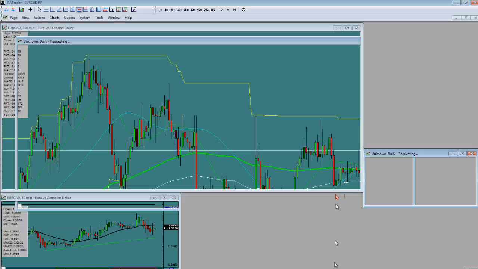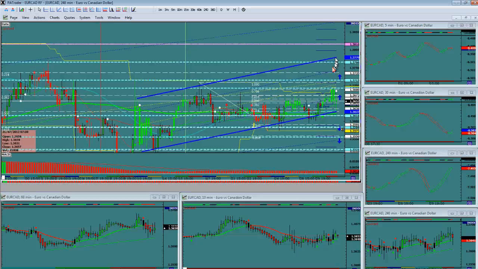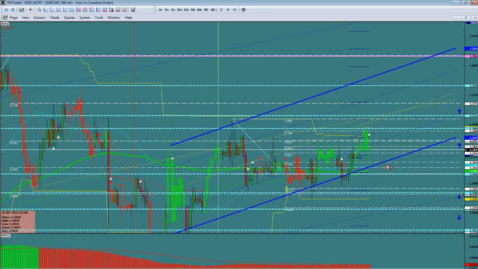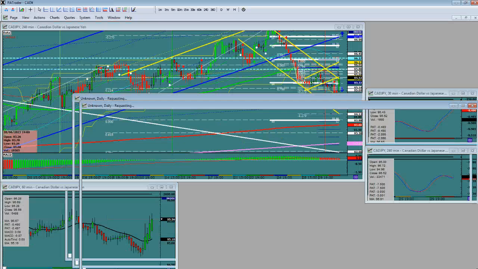Next one, EuroCAD. We're waiting for a bounce. The EuroCAD is just not moving, folks. As you can see, I'd stay out of the EuroCAD, even though we know where the targets are up here. Stay out of it because you see it's whipsawing. Just pass on this. It's whipsawing like crazy, so be aware of that. Just stay away from that EuroCAD.